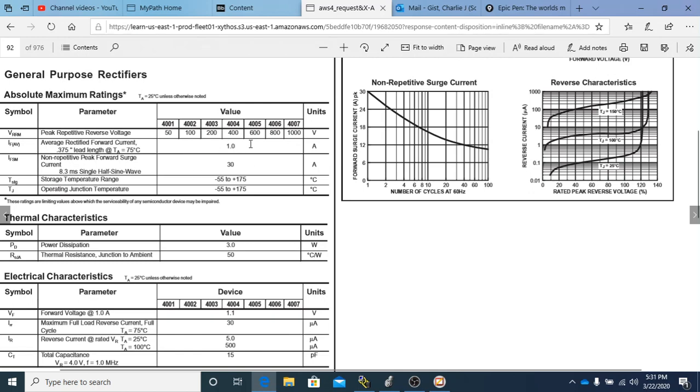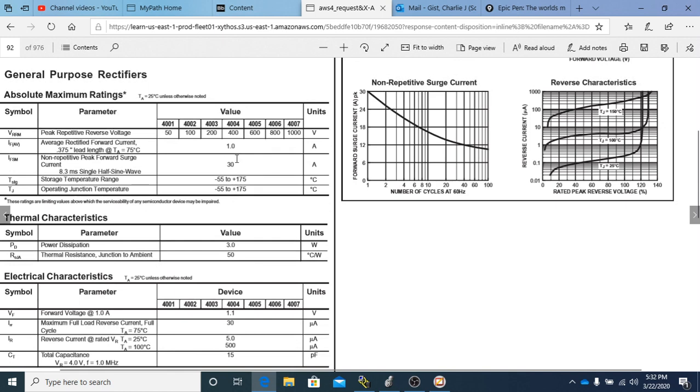Again, you see the IFAV is the same for all of them. Look over here, this one is rated in volts, the next one in amps, and then in temperature, degrees. This one is STG, storage temperature range. That means this is what you can store the device to, and that's in degrees Celsius. TJ, operating junction temperature, same thing. But otherwise, these amps and these voltages are rated as though it was at 25 degrees Celsius.